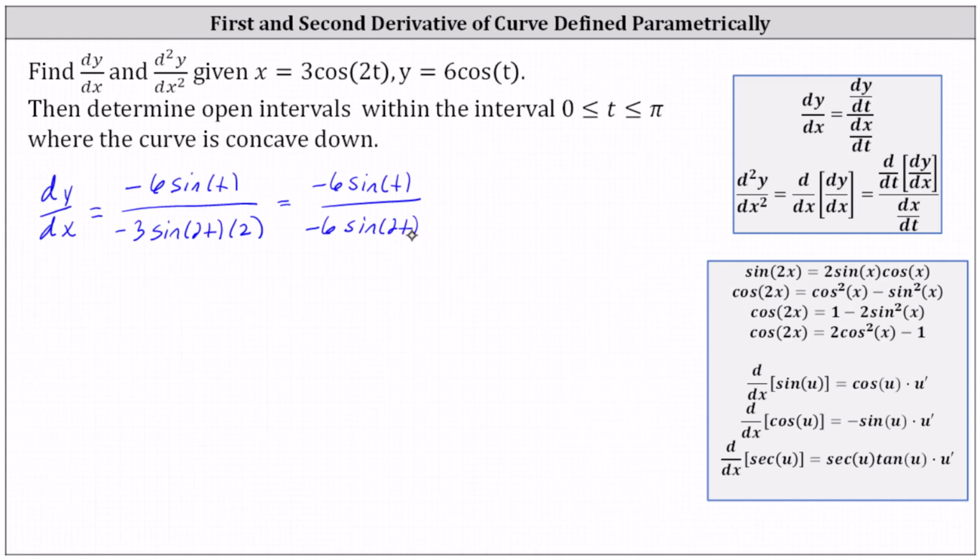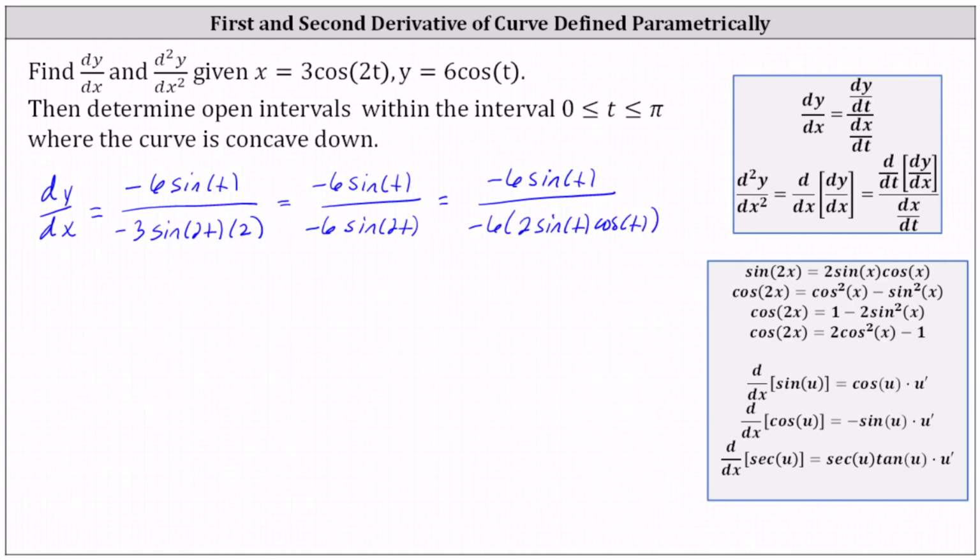Before we simplify negative 6 divided by itself, let's perform a substitution for sine 2t. Recall sine 2t equals 2 sine t times cosine t. This gives us the quotient negative 6 sine t divided by negative 6 times 2 sine t cosine t.